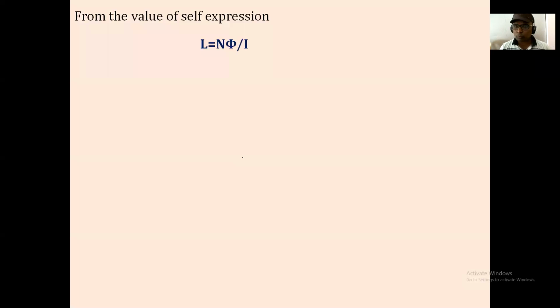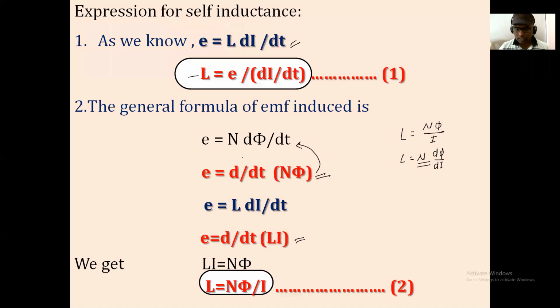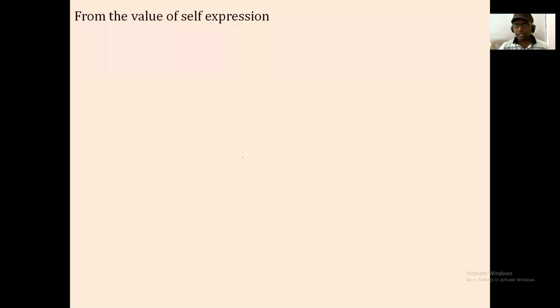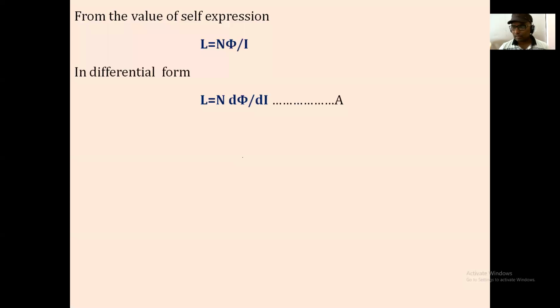आता तो सेकंड फॉर्म जो बघितला तुम्ही, तर तो कोणता आहे? n phi by I. मी तोच घेतलेला आहे इथं. मग त्याच्यावरून आपण काय लिहू शकतो डिफरन्शियल फॉर्म मध्ये? L is equal to n d phi by di. आता याला इक्वेशन नंबर A म्हणा.